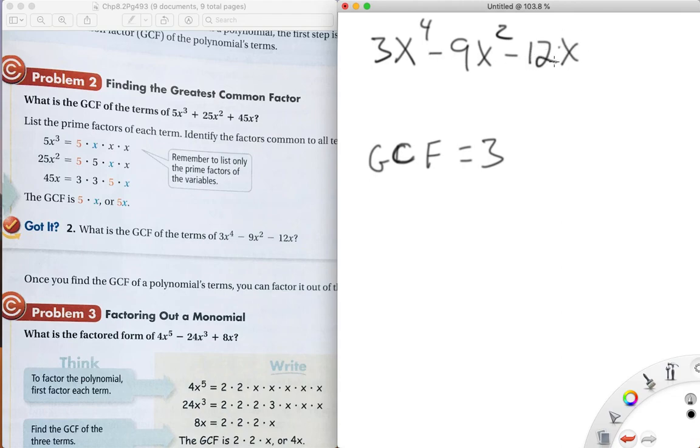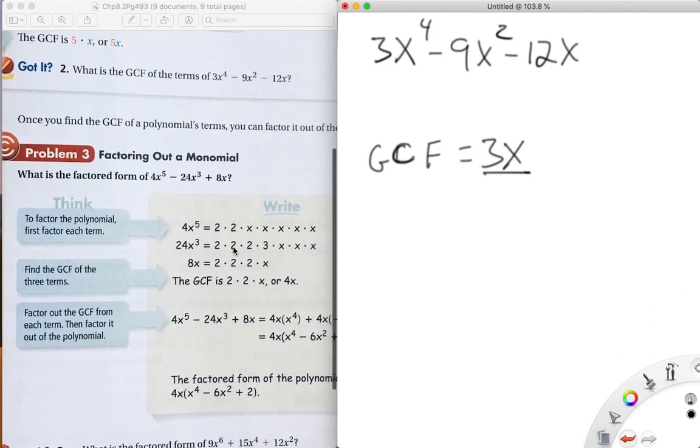X, there's only one x here, so I can't pull out 2, I can't pull out 4, I can only pull out really the smallest of the variables. And since there's only x here, I can pull that out. They all share the x. I say that the greatest common factor is 3x.